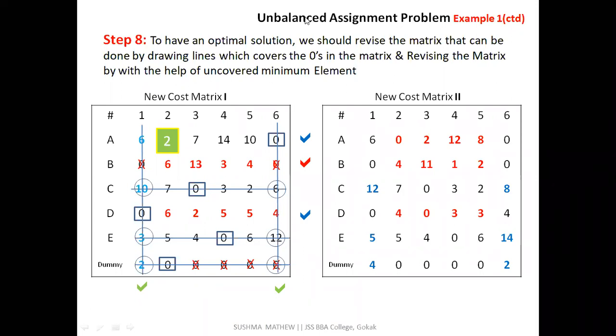So you can see here, 2 minus 2 is 0. Then 7 minus 2 should come 5 here. Sorry for the calculation, 7 minus 2 is 5. Then 14 minus 2 is 12. 10 minus 2 is 8. So I have revised this. Wherever I have used blue color, those are where I have added the minimum element, and red color where I have reduced. Okay, so now this is a new cost matrix.